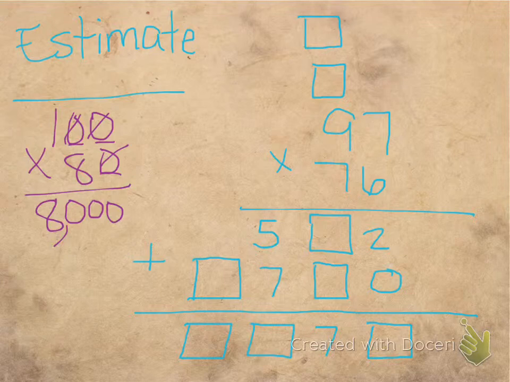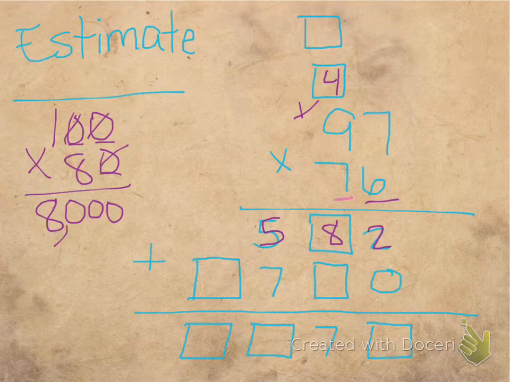So now to actually solve, I start with just the ones place. So 6 times 7 is 42. My 2 is already here. Carry the 4. Then 9 times 6 is 54, plus 4 is 58. So then I move on to my tens place.